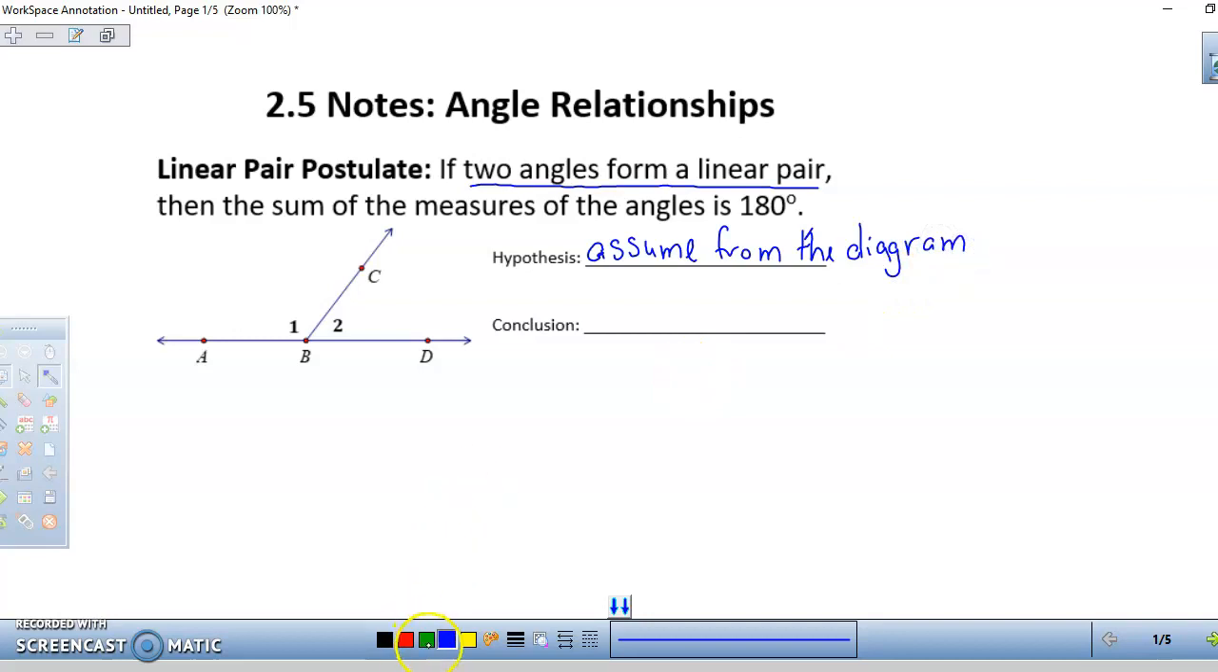And then the conclusion, the sum of the measures of the angles is 180 degrees. So you can see that even in the picture. Again, you can assume lines are straight, and that's going to be 180 degrees. So what we can state here as our conclusion from this picture is that the measure of angle 1 plus the measure of angle 2 is equal to 180, the linear pair postulate.